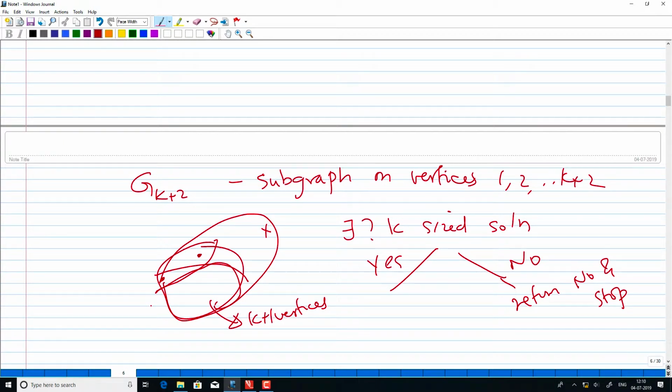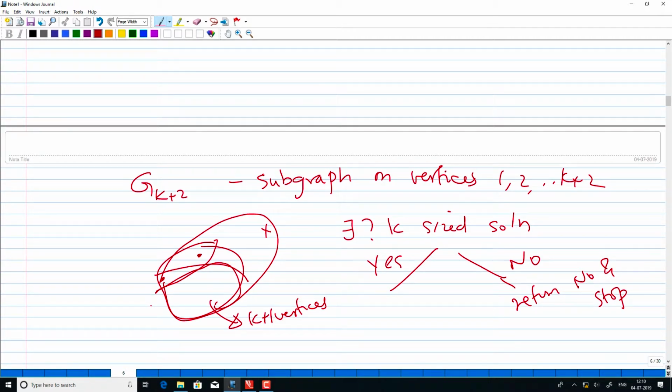Now, how do I use that for the original algorithm? We iterate, right? Start with some k plus 2 sized graph and apply my compression there. Can I get a k sized vertex cover there? If it is no, I say no for the original graph. If I got a k sized vertex cover for this graph, I extend my graph by one more vertex and add that vertex also in the vertex cover, because then I have a k plus 1 sized vertex cover for this slightly larger graph. Run the compression algorithm, keep doing it. If at any point of time I get a no, I will say no. If I keep getting yes, at the end of it I have a k-sized vertex cover.